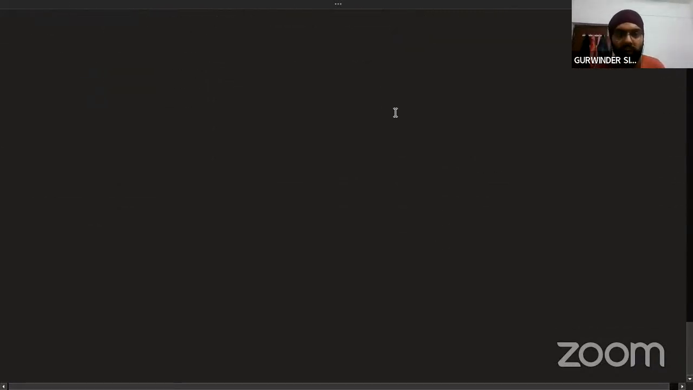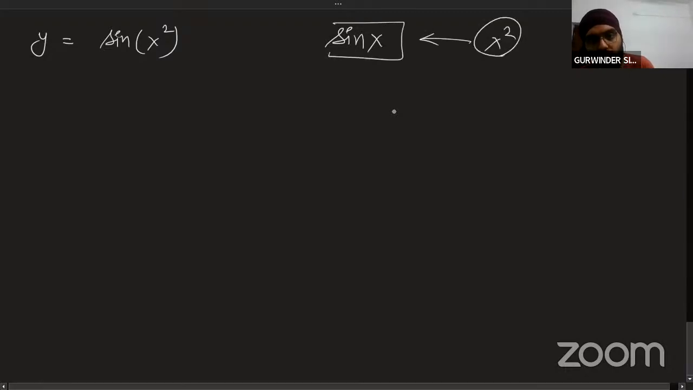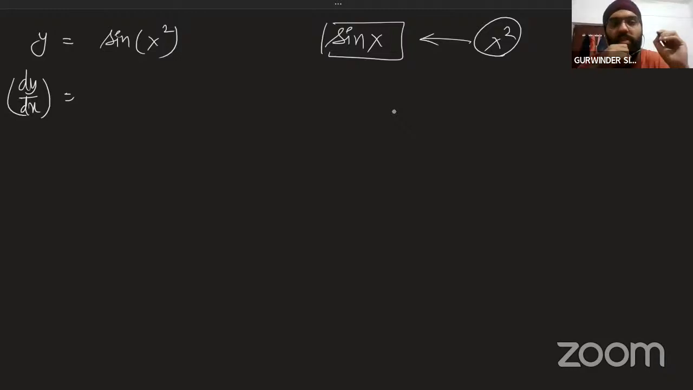Okay, so we will try this problem again. It is sine of x squared. So first tell me which function. It is a sine x, and inside it we are putting x square. You all see that, okay? So what is the chain rule telling us? Chain rule is telling me to approach from the left side.